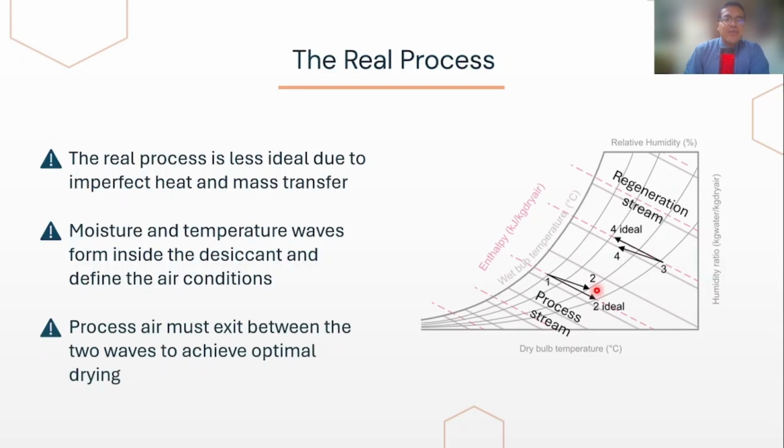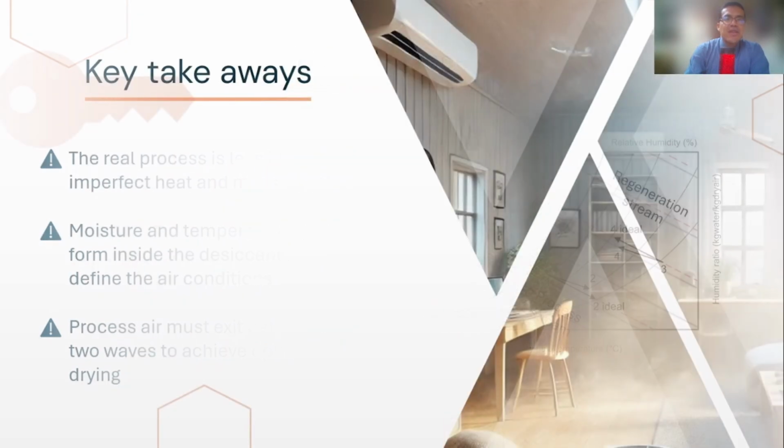To optimize performance, systems often purge the air that exits too early, and rotation speed is carefully controlled so that the desiccant enters regeneration before becoming saturated. Despite these controls, non-uniform flow and imperfect transfer cause the outlet air to fall short of the ideal condition.